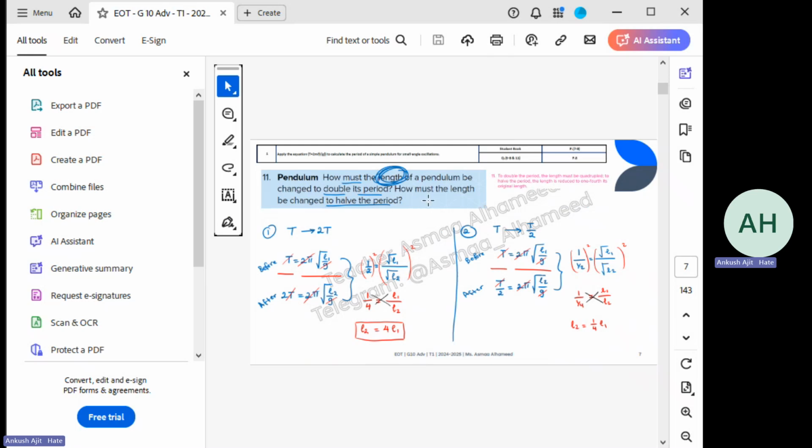And how much should the length change for half the period? Then you make it T by 2. So the new length L2 will be 1/4 of L1. Very nicely given. It will be 1/4 L1. Clear?